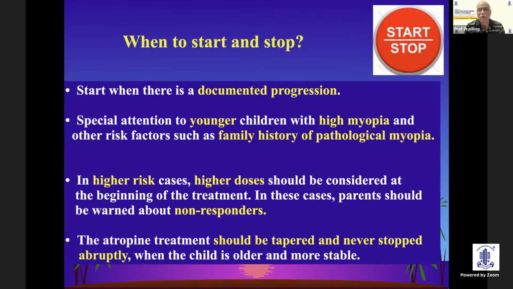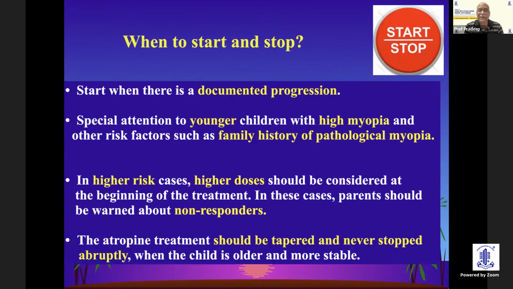Never start atropine treatment or spectacles in a child just having myopia unless you have documented at least 6 months of progression, because otherwise we would be getting credit for the medicines when the myopia would not have been progressing anyway. Special attention should be given to younger children with high myopia and other risk factors such as family history or pathological myopia. If there is a higher risk, then a higher dosage could be considered at the beginning of the treatment. The good thing is that children can tolerate higher doses better than older children, because their amplitude of accommodation is higher. So these children, even with 0.05%, would have fewer problems compared to adults, who may be better off with 0.01%.